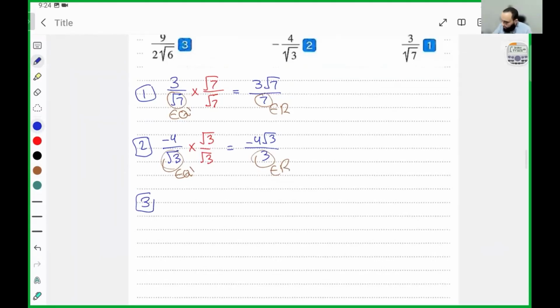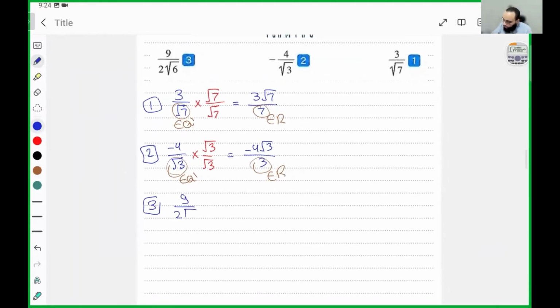The last one, 9 over 2 root 6. We have to multiply by root 6 up and down. It's going to be 9 root 6 over 2 times 6. 2 itself, root 6 times root 6 is 6, correct? Over 12. Divided by 3, 3, divided by 3, 4. Then the simplest form, it's like that.